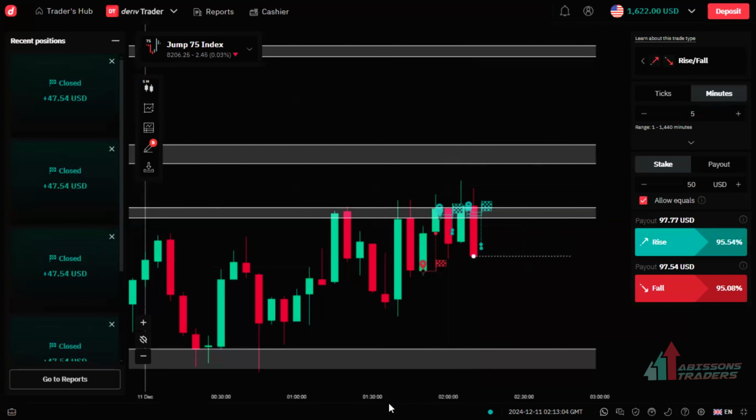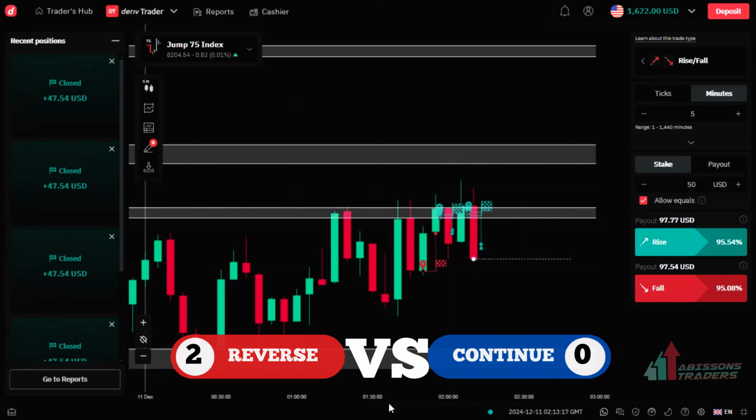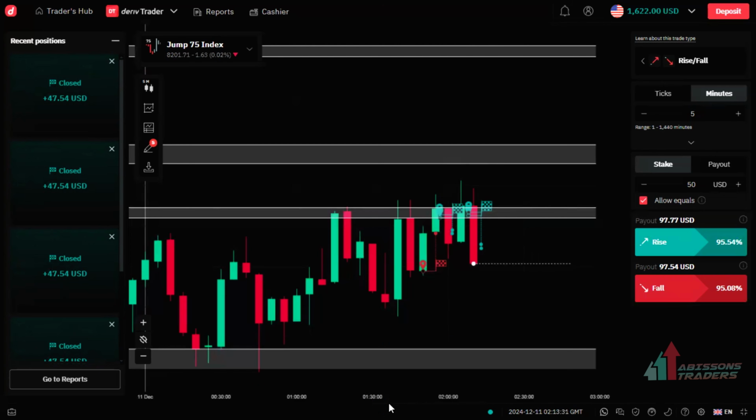So guys, as you can see, that was a clean win from the reversal entry technique. Another win from the reversal entry technique. So continuation entry strategy nil, reversal entry strategy 2. So now we have 2 wins from the reversal entry strategy. So now let me wait if we will get a good momentum candlestick and place a down trade, expecting the price to continue dropping. All right, so let's go.